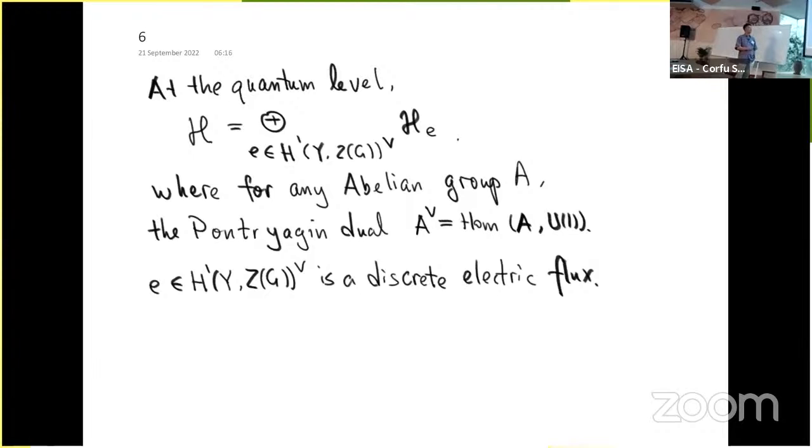For each abelian group A, each irreducible representation is labeled by a homomorphism from A to the U1 group. That's the labeling of irreducible representations of A. And now our A is this first cohomology group. So it's labeled by elements in this Pontryagin dual group, which is also a finite abelian group. And each element here, which labels a sector of the Hilbert space, is called a discrete electric flux.